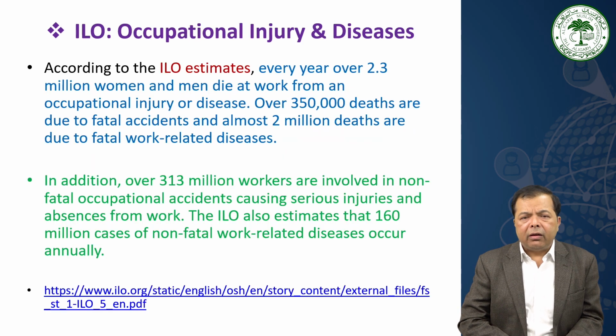International Labour Organization basically has tried to understand these situations related to occupational injury and disease. According to ILO estimates, every year over 2.3 million women and men die at work from an occupational injury or disease. This is a huge number. Over 350,000 deaths are due to fatal accidents and almost 2 million deaths are due to fatal work related disease.